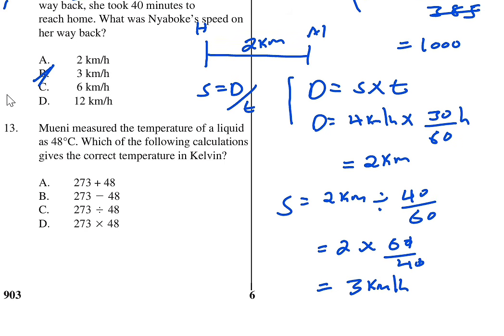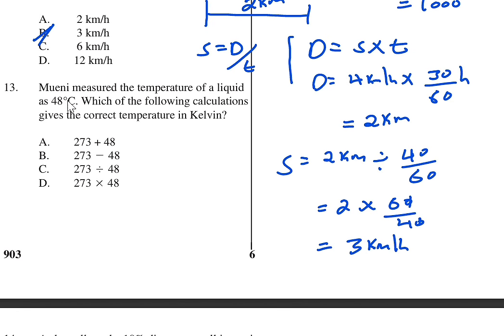We continue to number 13. Mweni measured the temperature of a liquid as 48 degrees Celsius. Which of the following calculations gives the correct temperature in Kelvin? Anytime you're changing degrees Celsius to the SI unit of temperature, which is Kelvin, remember we add 273. And to change back, it is vice versa, so when we add, we subtract. So it is 48 plus 273 or 273 plus 48. So it is not B, not dividing, not multiplying, and therefore the answer is A.